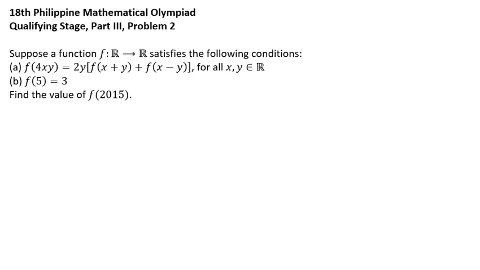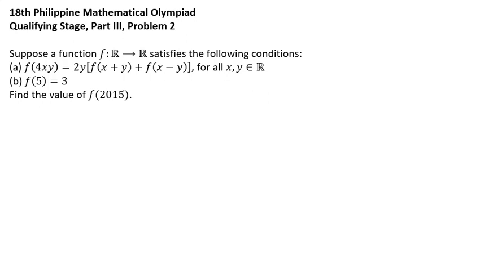Today's video features a problem from the 18th Philippine Math Olympiad qualifying stage. Suppose a function f from R to R satisfies the following condition: f(4xy) = 2y(f(x+y) + f(x-y)) for all x and y elements of the set of real numbers, and f(5) = 3. Find the value of f(2015).